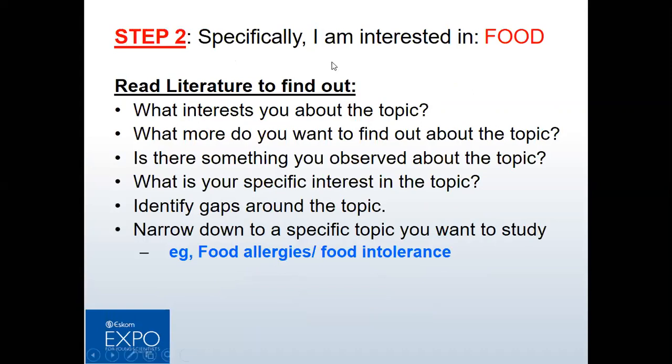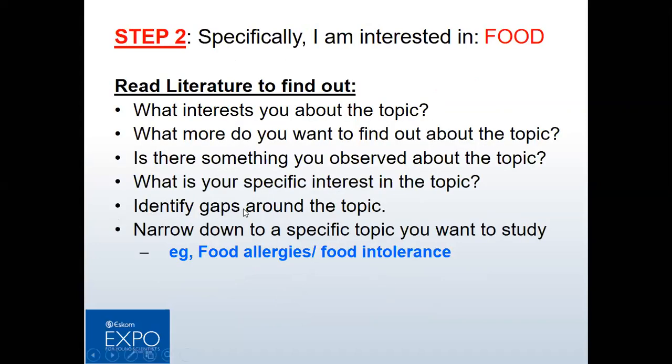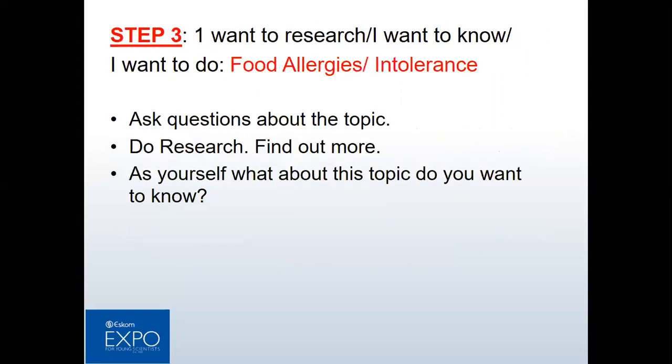Especially I'm interested in food, okay? So I'm looking at all the research that is out there. Going back to that spider diagram, I can research different aspects to narrow down what exactly I'm looking at, transportation of food, whatever, okay? Identify gaps around the topic. So maybe there might be a type of food or a type of beverage that I can create that hasn't already been done. This might come up as part of my literature review while I'm doing my research. Now, in my case, I've narrowed it down and I found a specific aspect that I want to continue further, which was the food allergies and food intolerance, which takes me now to step 3.